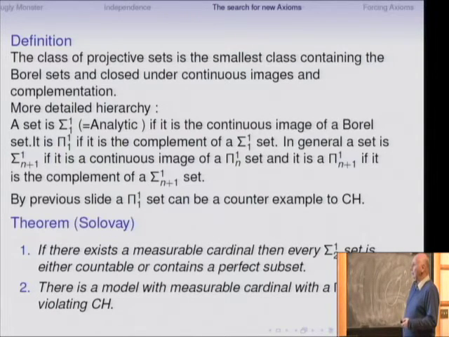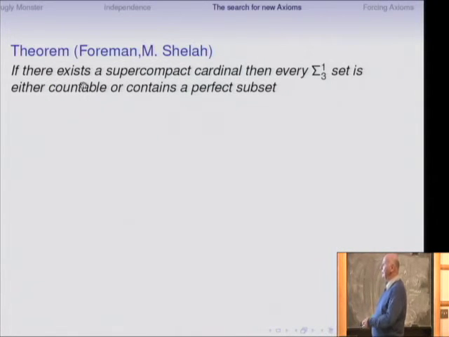Okay, so the expectation was for a long time that if you use stronger large cardinals, the same counterexample could be found, that there are models that look like the model of Gödel, and you cannot push it farther. I was part of a team that was able to get from a supercompact cardinal that every Sigma-1-3 set is either countable or contains a perfect subset. Namely, if you take a larger cardinal, then suddenly, even at this level, there is no counterexample to the continuum hypothesis.